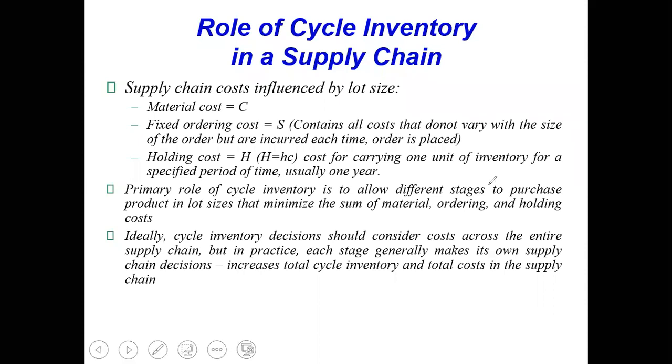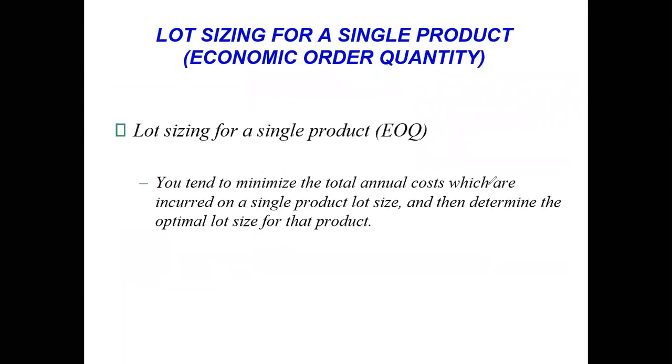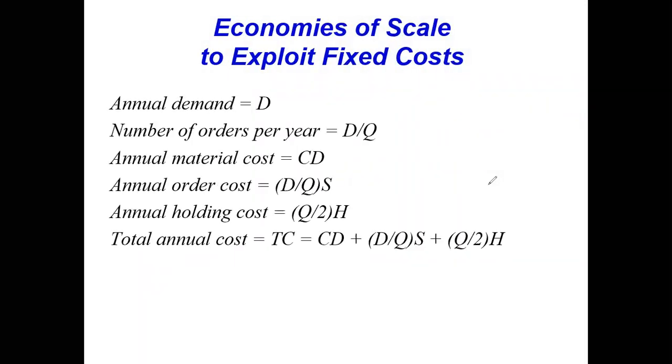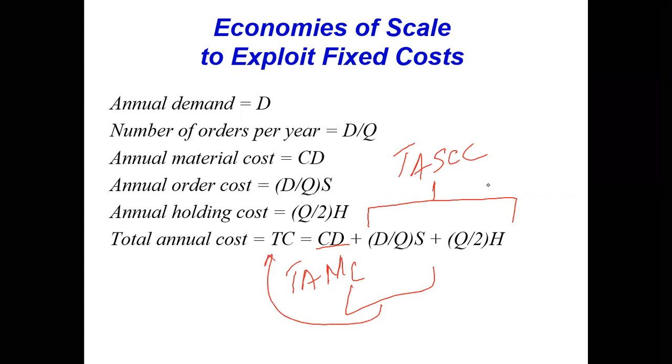So let's move it on. And then we said that to find out what is the best quantity, we will go for economic order quantity. And we also got ourselves familiar with the formula of total annual cost, which had two components: total annual supply chain cost and total annual material cost, and both of these components combine together to form total annual cost.